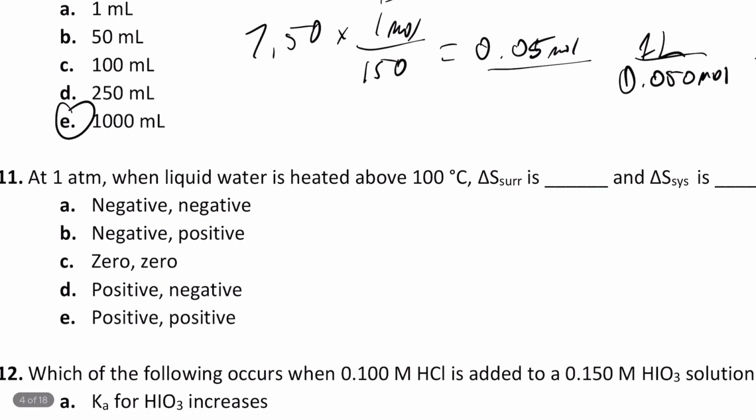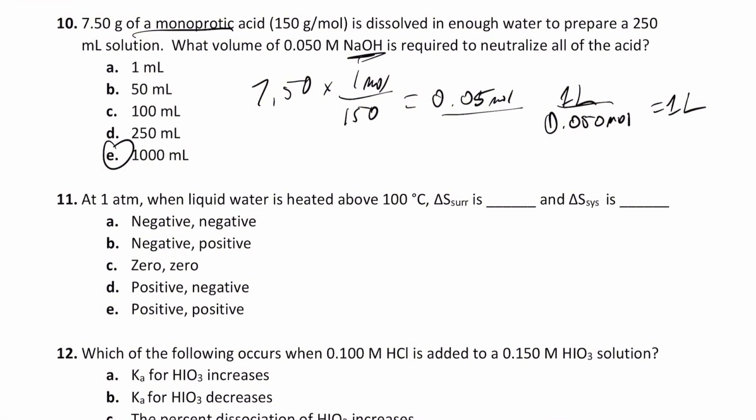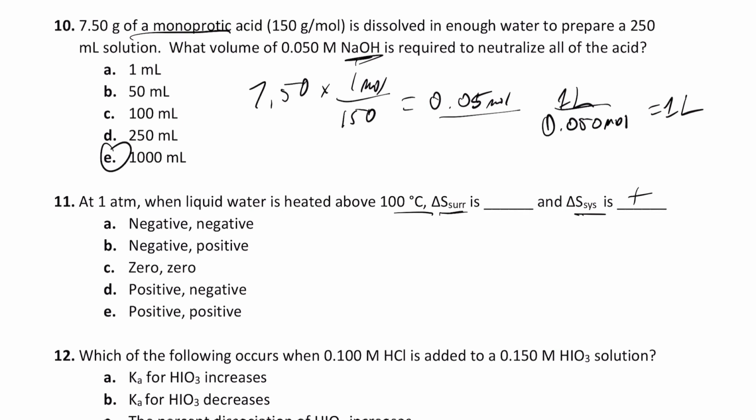Okay. At 1 atmosphere, when liquid water is heated to 100 degrees Celsius, what is delta S? Delta S system is gaining heat, so that would be positive. And delta S surroundings is giving that heat, so that would be negative.